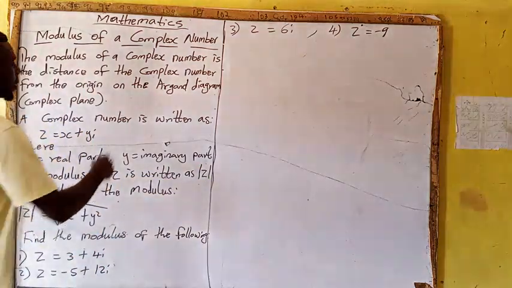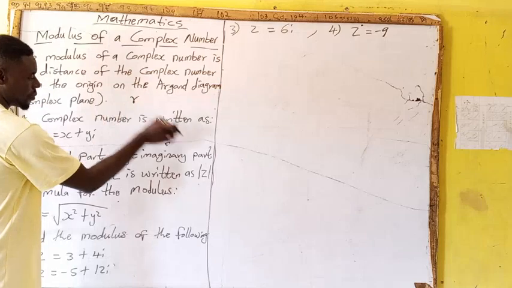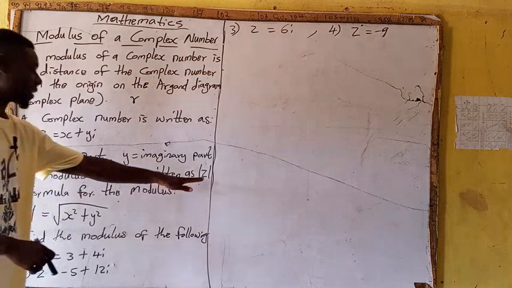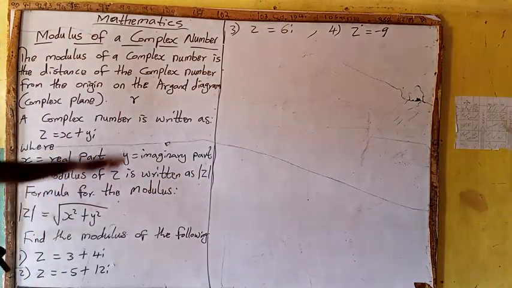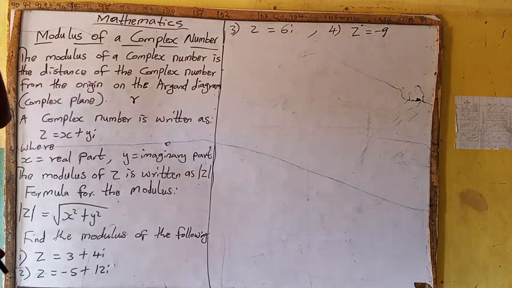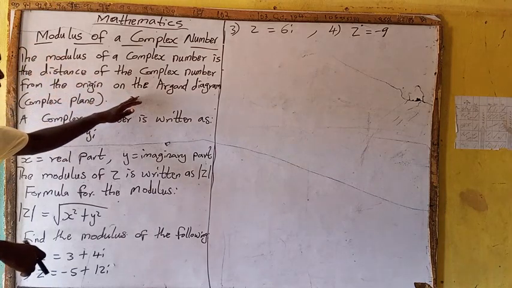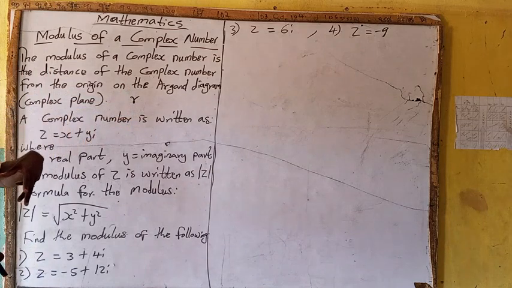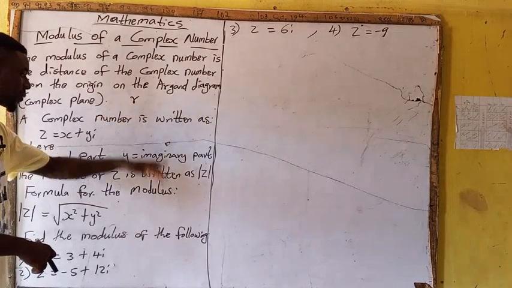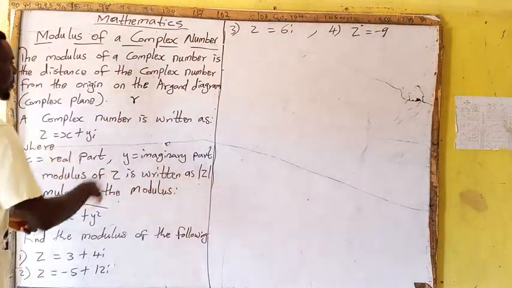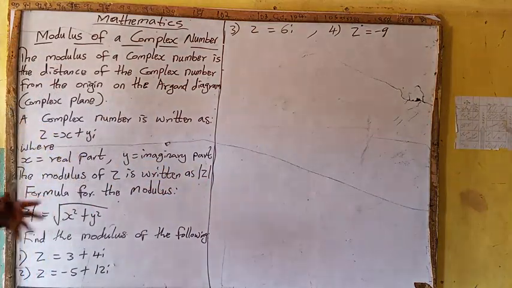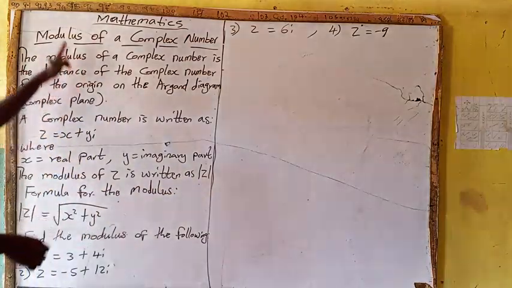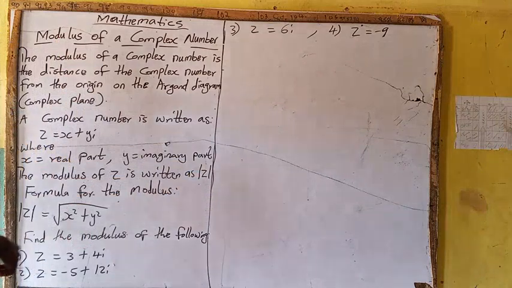Now when you go further, there's something called r. You can use this r to replace the magnitude of the complex number. When we come to the polar form of a complex number, we are going to use r in place of this. Or when we want to find the argument of a complex number, we are going to use a different symbol instead of this. But at this stage, the modulus will use this symbol.